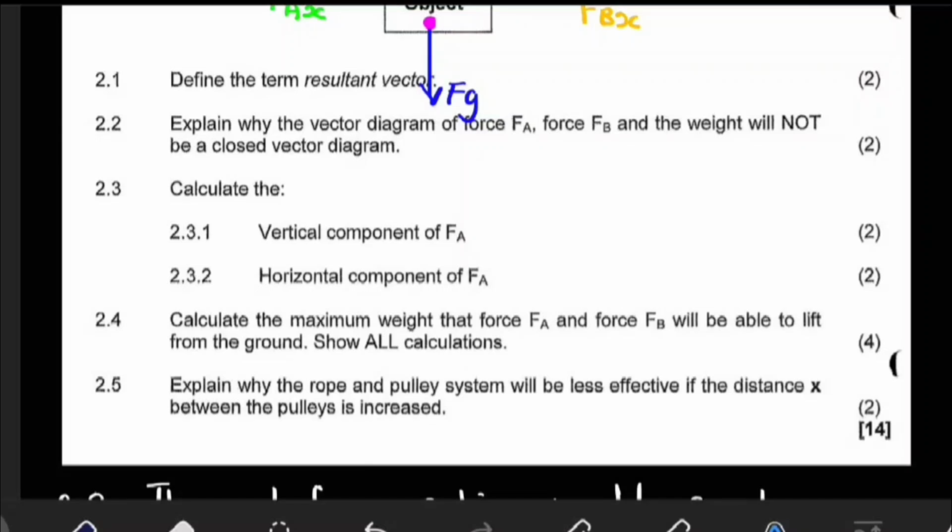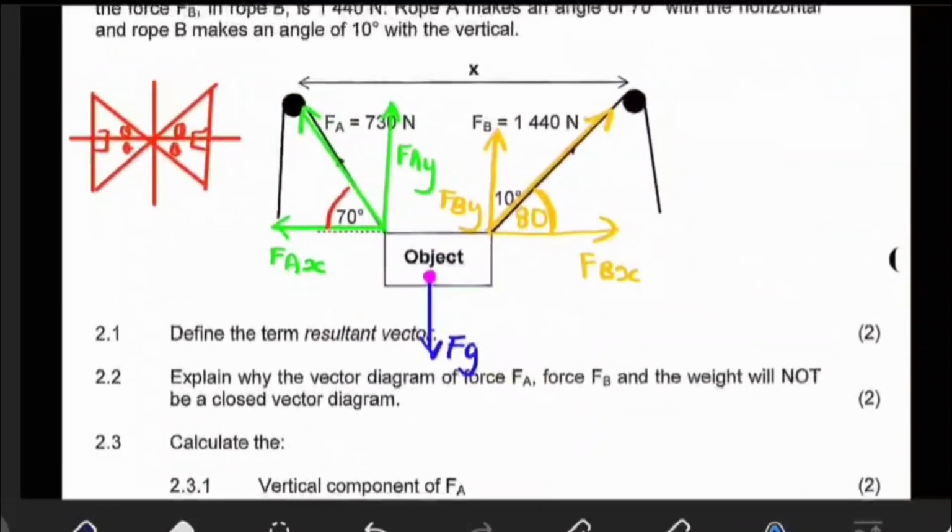2.5 says, explain why the rope and the pulley system will be less effective if the distance x between the pulleys is increased. Now, referring to the diagram, here we have the distance x. And we want to understand what's going to happen if this distance is increased. So I'm just going to draw that arrow a bit longer so we can visualize what takes place. So imagine that this distance x now increases to the blue arrow that I've drawn.